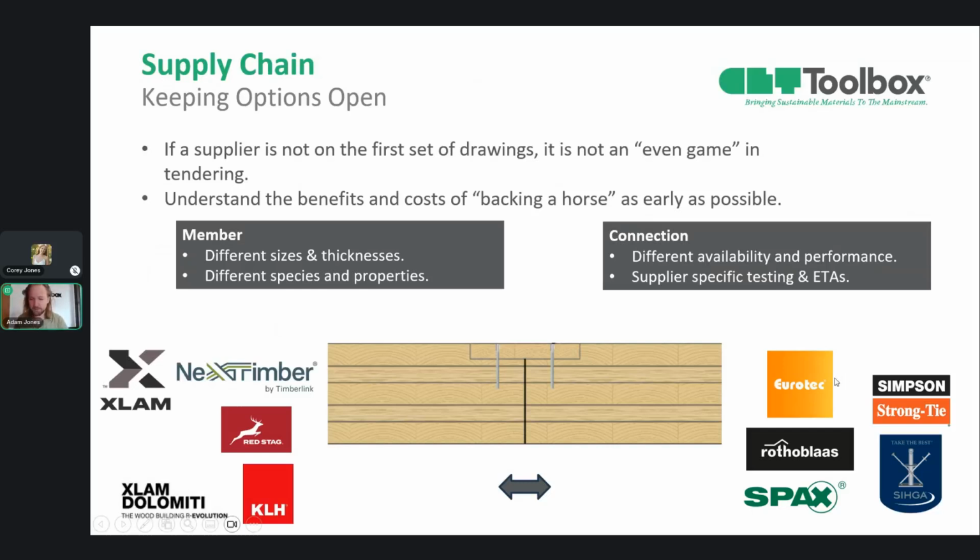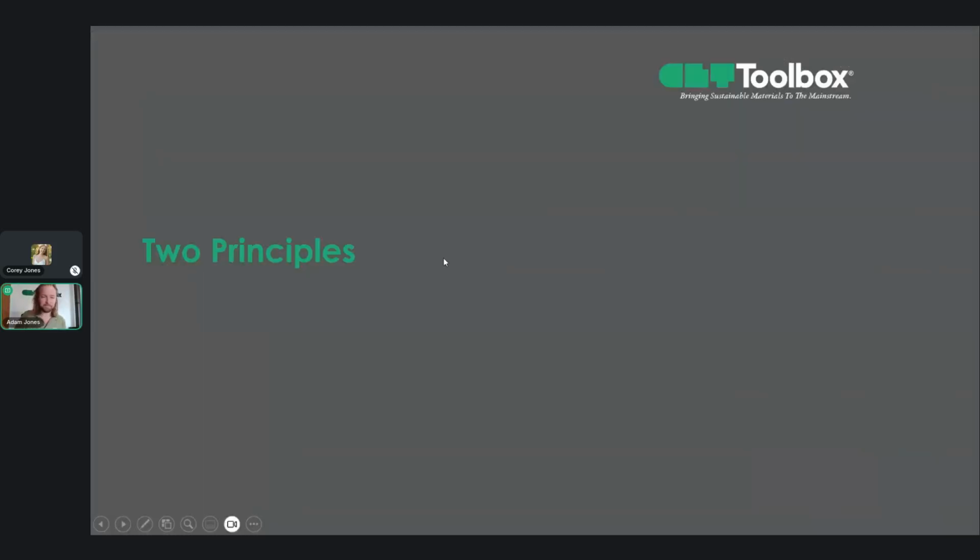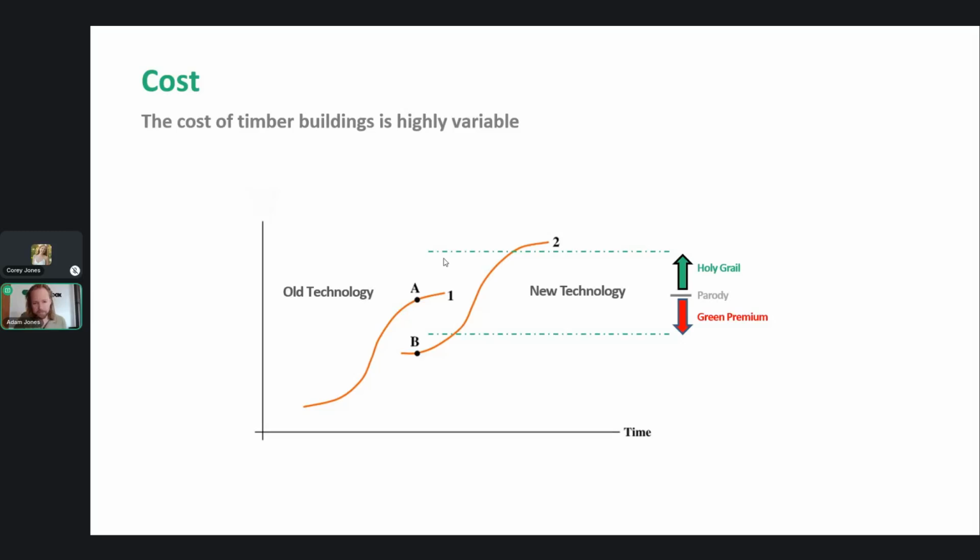And when you design to an ETA, having that work dynamically with the density of the timber specified might be important. So, understanding there are benefits if you do back a horse very early, like one timber supplier and one connection supplier, you can get those efficiencies. But having that flexibility and knowing the options also has big benefits. So at least just having the power to understand the challenges. So in principle, there's a lot of challenges when it comes to timber design.